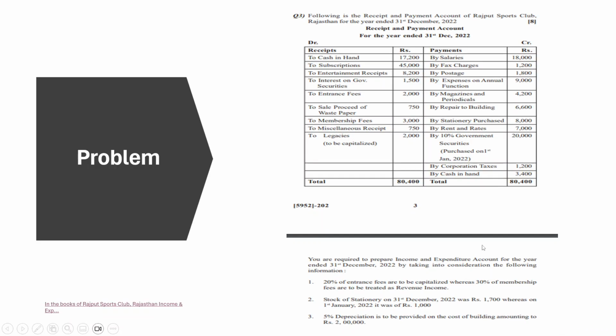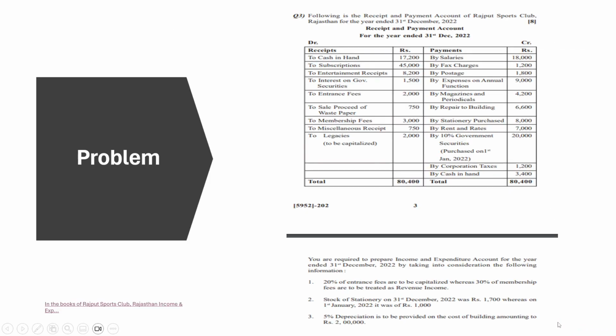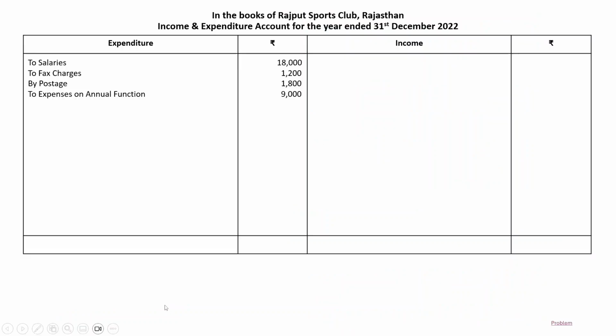The next one given there is what? Under the payment side, by expenses on annual function, that is also revenue expenditure. So the whole amount we have to transfer under the expenditure side of the income and expenditure account. So by expenses on annual function 9,000. The next one that is given what? By magazines and periodicals. This is also revenue expenditure. So the whole amount of this we have to transfer under the expenditure side. There is also no adjustment. So to magazines and periodicals it is 4,200.